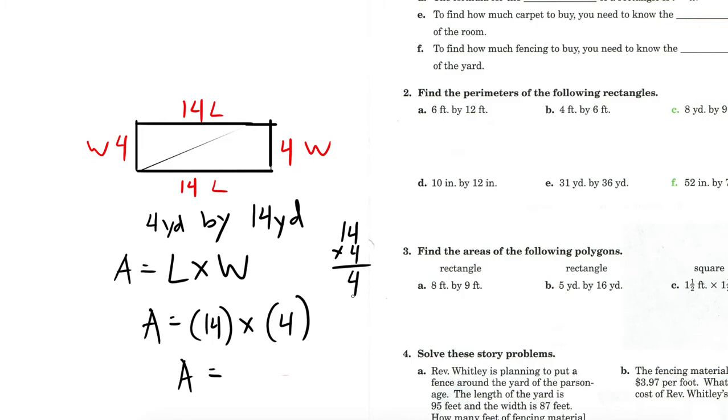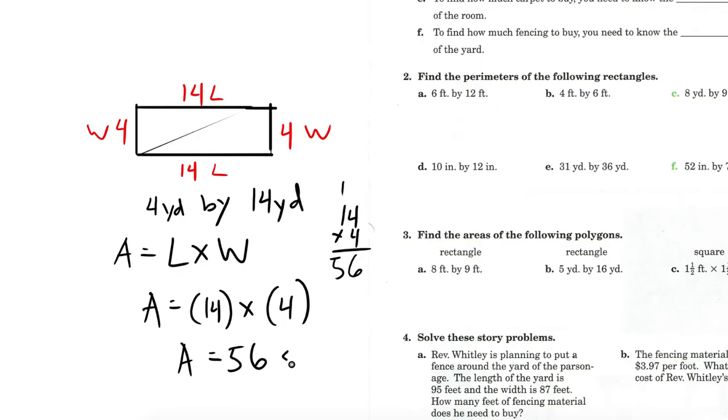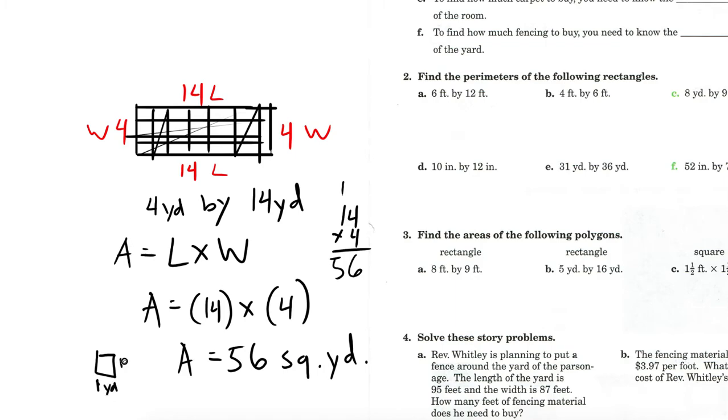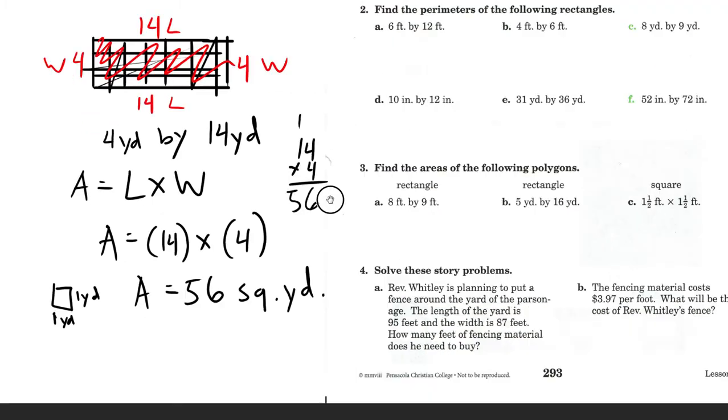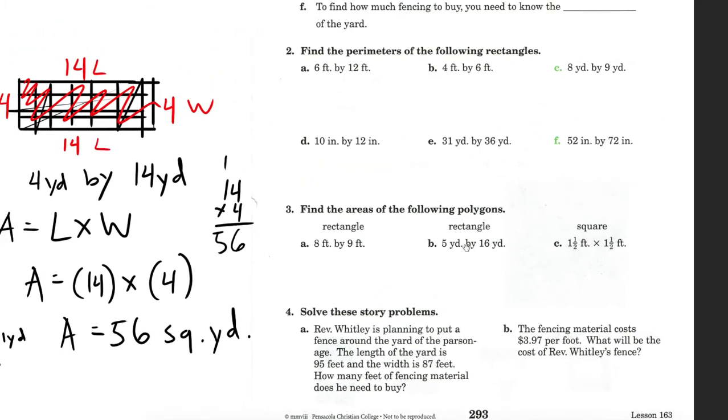4 times 4 is 24. Oh, sorry, 16. 16, 4 times 1 is 4, plus 5, 50, yeah, 56. 56 what? Square yards. So if I wanted to cover this area with grass or carpet, I would need 56 square yards. I would need to buy 56 of these square 1 yard by 1 yard carpets in order to cover everything here. All right, so that's for rectangles.